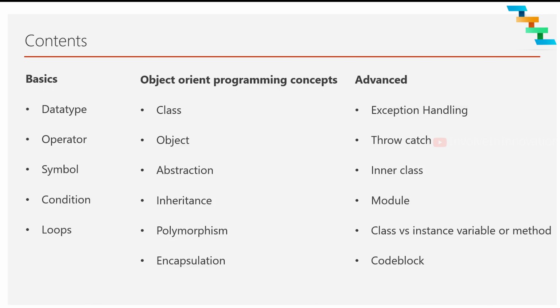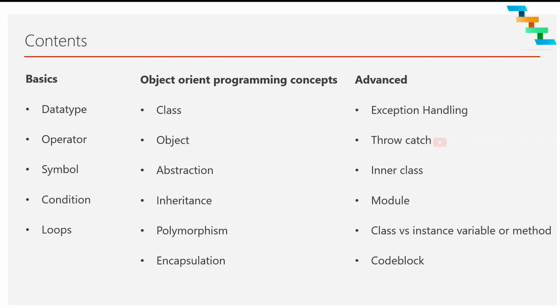And then, followed by it, we will see about object-oriented programming concepts such as what is class, what is object, and what is abstraction, what is inheritance, and what is polymorphism and encapsulation. And we will also see a code example of how to achieve this in Ruby programming language.